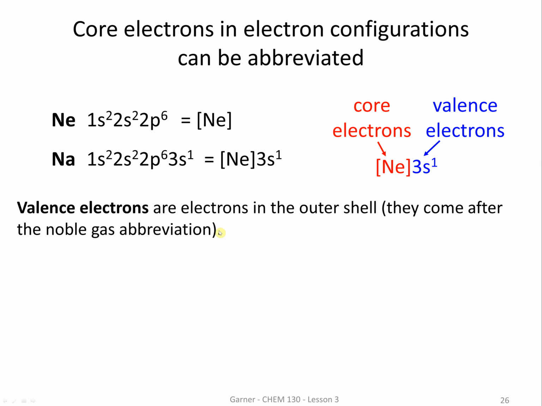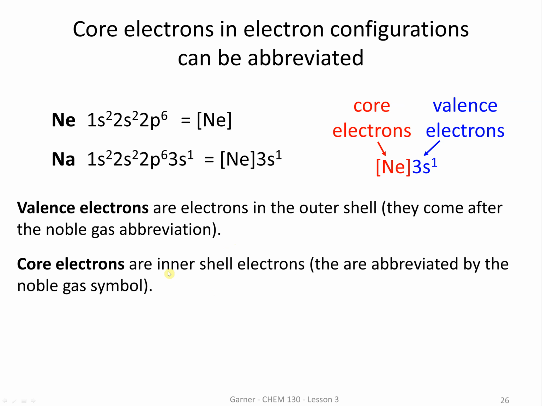So valence electrons are the outer shell electrons. These are the outermost electrons, so the electrons that occupy the outer shell of that particular atom. They're the things that, again, come after the noble gas abbreviation. The electrons that are abbreviated with the noble gas are known as core electrons. These are the inner shell electrons. They occupy the interior shells of a particular atom.